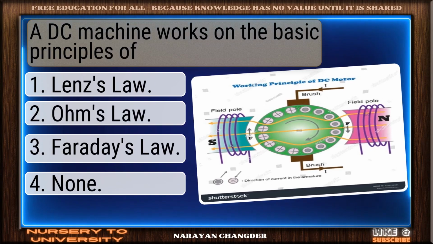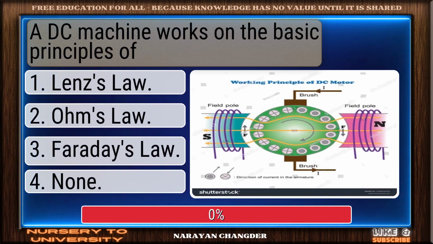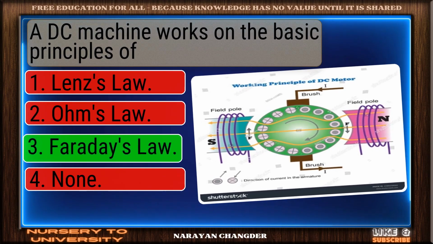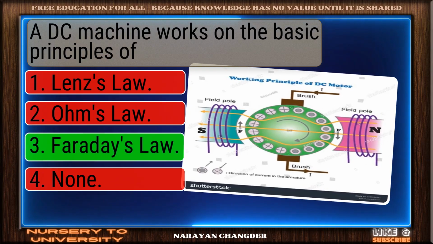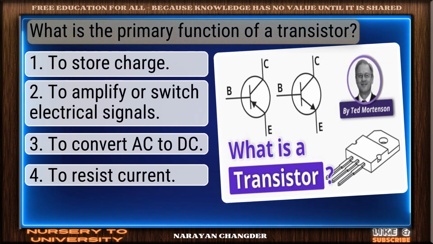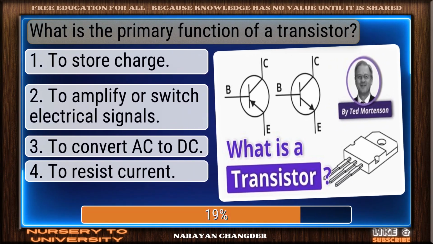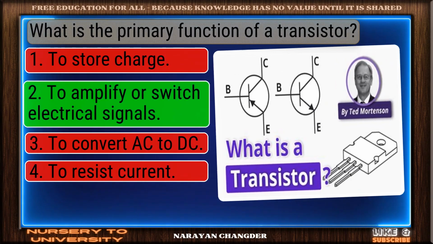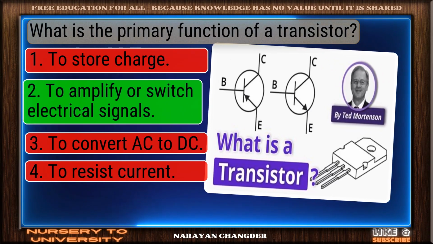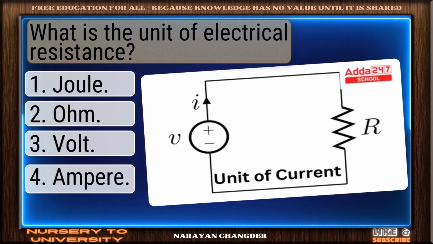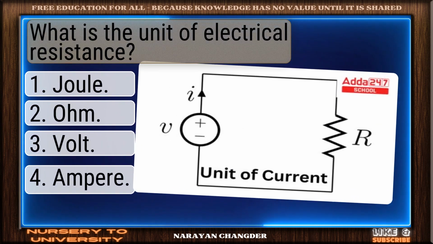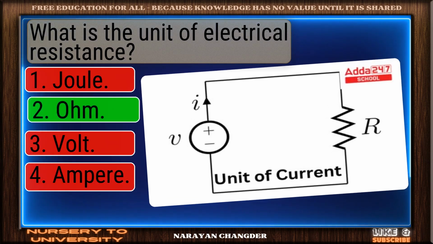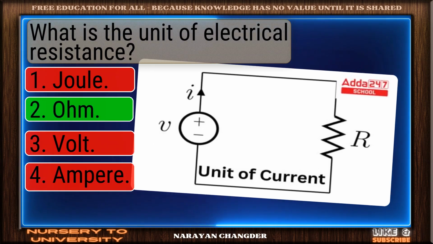A DC machine works on the basic principles of. Right again. Faraday's law is a valid answer. What is the primary function of a transistor? Nicely done. To amplify or switch electrical signals is a solid answer. What is the unit of electrical resistance? Good job. Your answer ohm works well here.